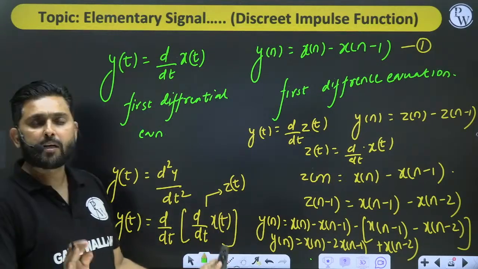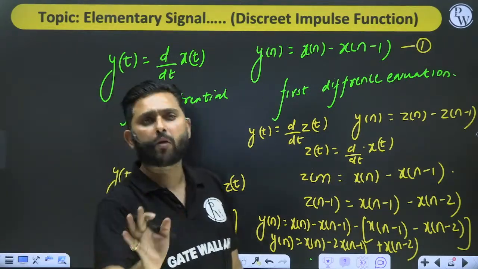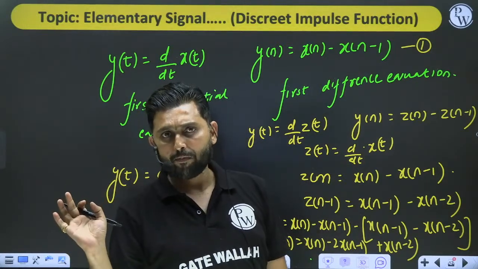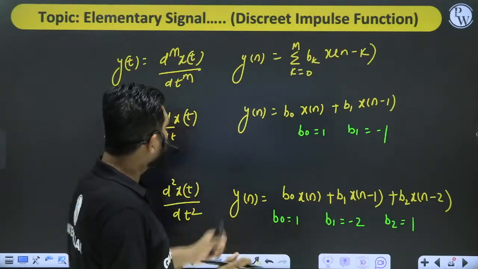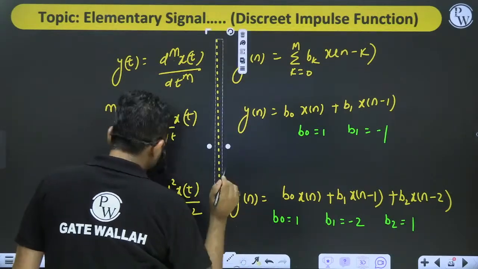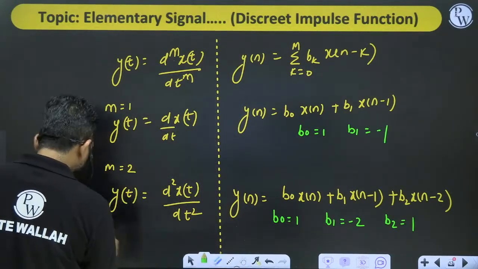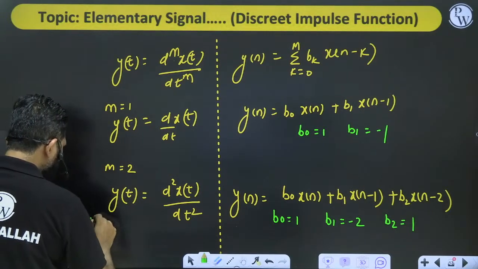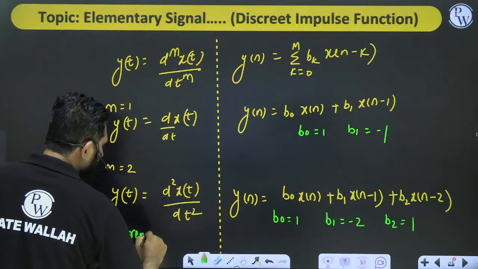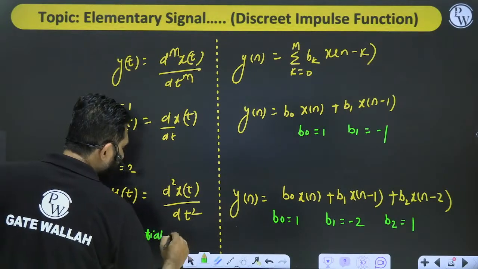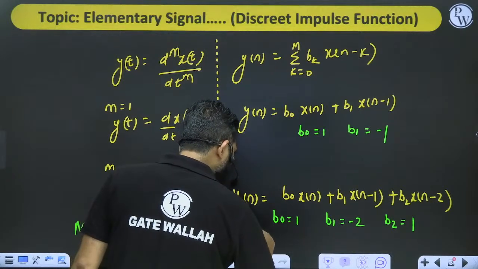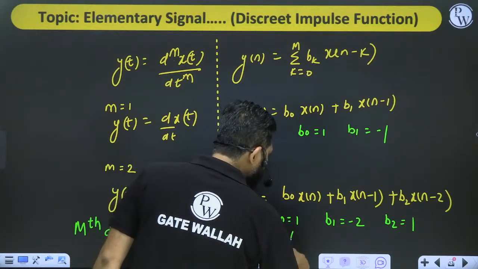I have derived till 2. I am giving you the homework for third order. Easily you can find out the third order, a third order differential equation. This is what? This we call it to be the mth order differential equation. And this is what? Mth order difference equation.